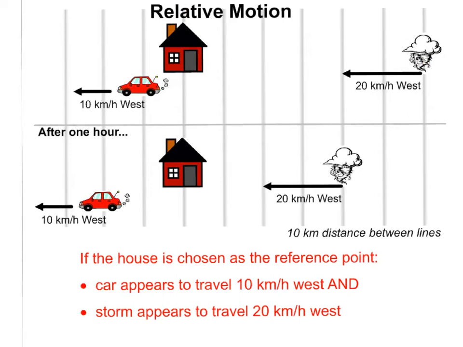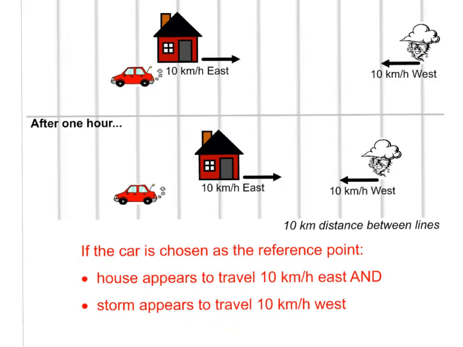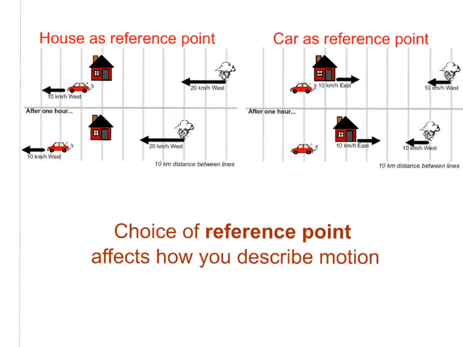What if we use something else as a reference point? Let's say we choose the car to be our reference point, okay? Then, in that case, the house appears to have moved 10 kilometers to the east after an hour, and our storm appears to have moved only 10 kilometers to the west. So, we have our house as a reference point versus our car as a reference point. The exact same motion is happening, the same difference in motion over that 1 hour, but the way we describe it is vastly different.